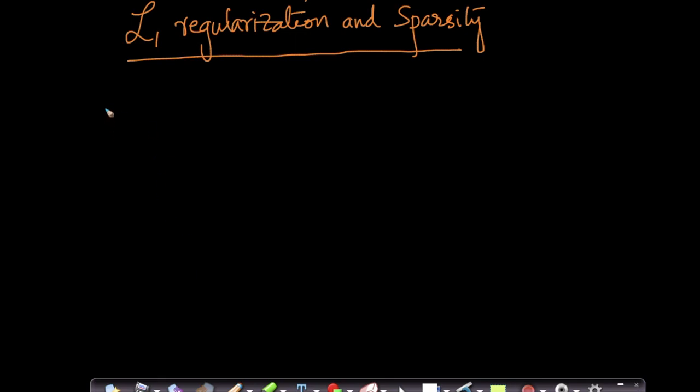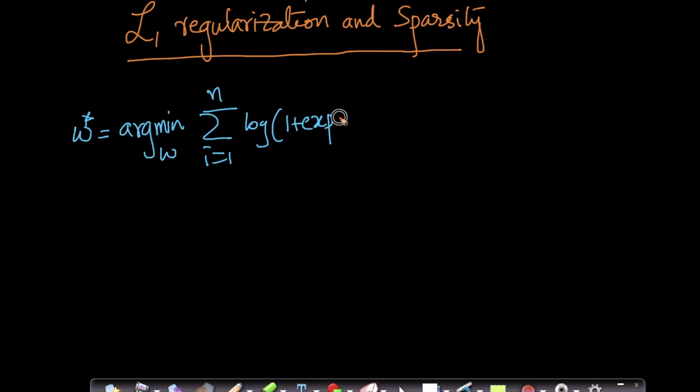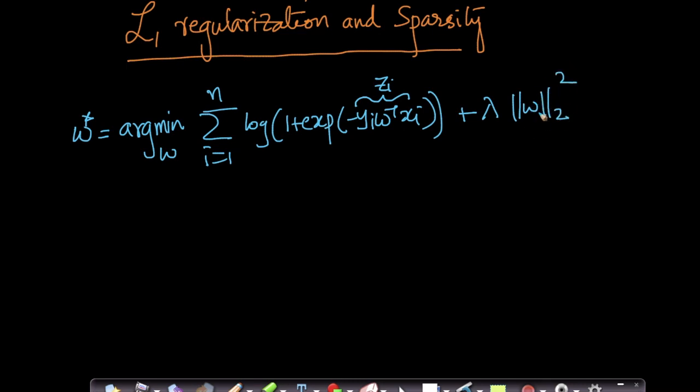So we've seen that the optimization problem that we are solving now is this. W star equals the W that minimizes the logistic loss, the sum from i equals 1 to n of log of 1 plus exp of minus yi w transpose xi. Let me call this term zi just for brevity, to write it more elegantly, plus lambda times the L2 norm square of W.